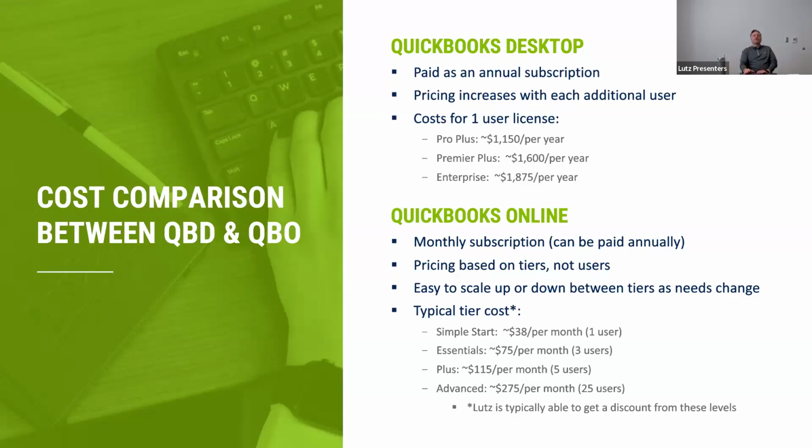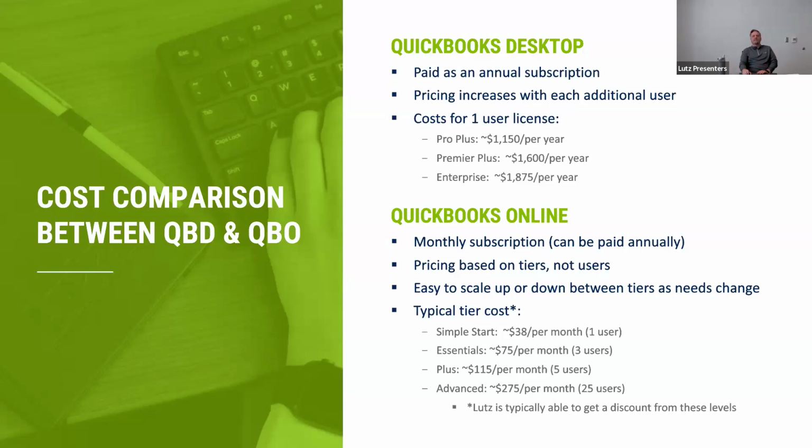QuickBooks Online. Oh, the other thing to mention on QuickBooks Desktop, again, I mentioned it before, but you are paying for the software subscription, and you can put as many data files as you want in that QuickBooks there. So you're paying per user, not per data file. QuickBooks Online, again, you're paying per data file. It's a monthly subscription. You can pay it annually, and usually they give you about 1 month free when you pay annually. Pricing based on tiers, not users.